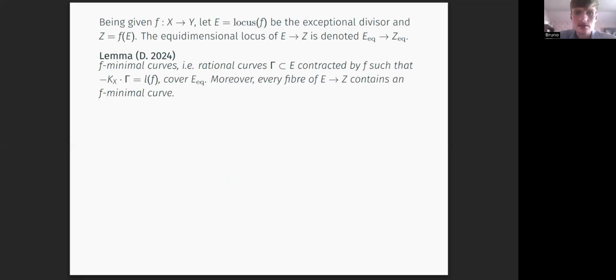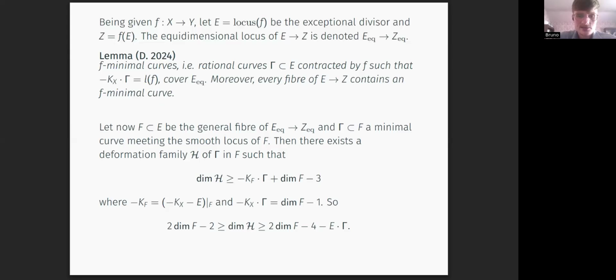Okay, and well, preliminary lemma. Now that I have defined this equidimensional locus, I know that the minimal curves, so that's rational curves contained in E on which minus K_X has the minimal degree, cover entirely the equidimensional locus. And moreover, I know that any fiber, even the fibers of larger dimension, any fiber contains a minimal curve. Okay.